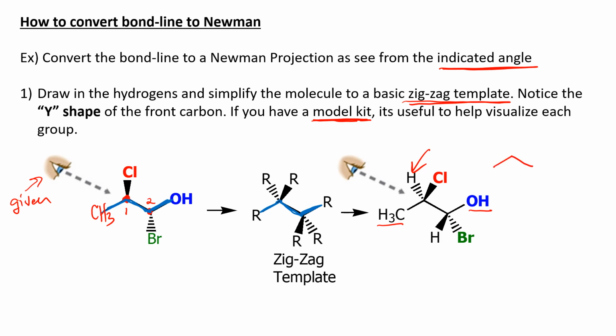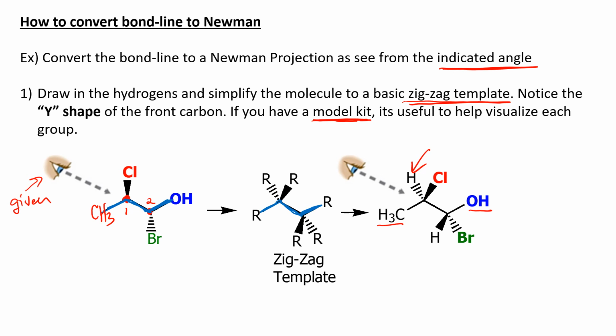Now, I could have also, it doesn't matter which way you draw them, I could have put the dash like that and the chlorine wedge like that. It doesn't matter if it's the right or the left because what they're representing is the chlorine coming out of the plane and the hydrogen going back. We can't draw them right on top of each other, so they have to be slightly skewed. So it doesn't matter which way you draw them. So we fill in our hydrogens into that zigzag template.